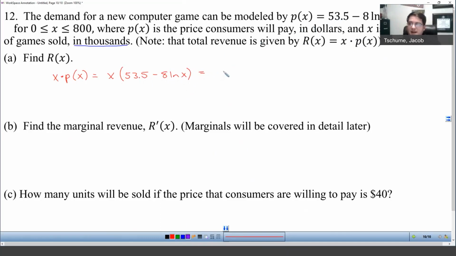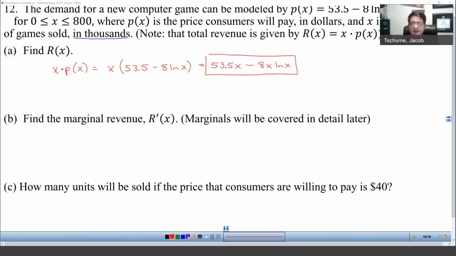And if I multiply that x through, this is 53.5x minus 8x times the natural log of x. So there's my first answer. Part B says, find the marginal revenue, which is defined as capital R prime. Well, as I mentioned here, we will cover marginals in more detail later. For now, marginals just mean take the derivative.